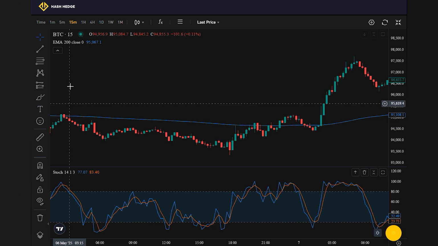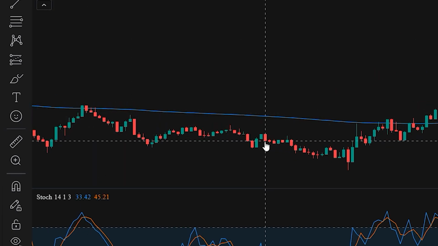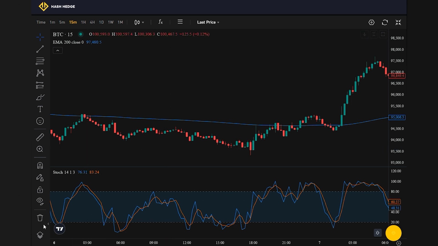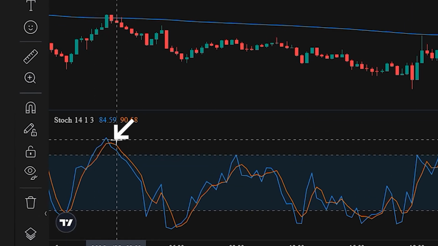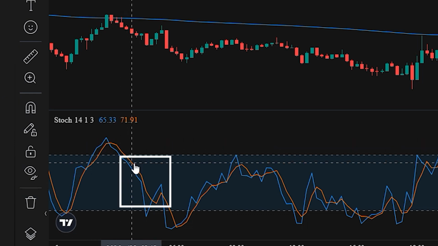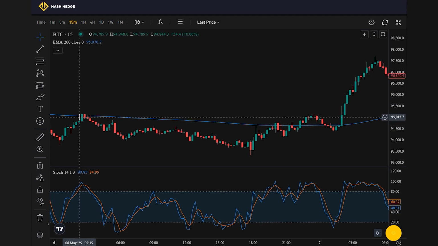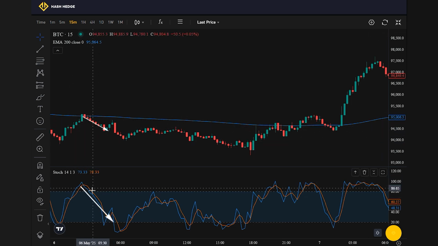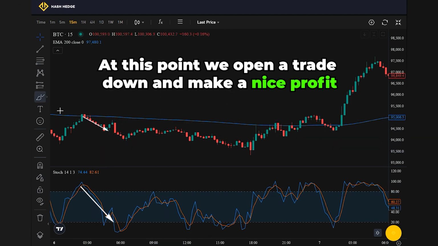Pay attention to the chart. In this case, we have a chart under the moving average, so we're only looking at down trades. We are waiting for both lines to be in the overbought zone. Next, we wait for both of these lines to return to the blue zone. So we have all three signals. We have the chart under the moving average. The lines are in the overbought zone, and they are coming back into the blue zone. At this point, we open a trade down and make a nice profit.